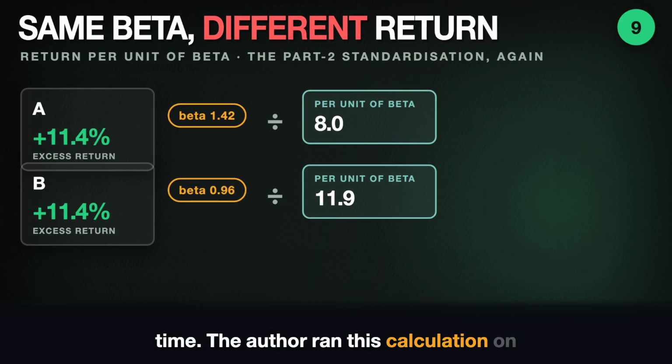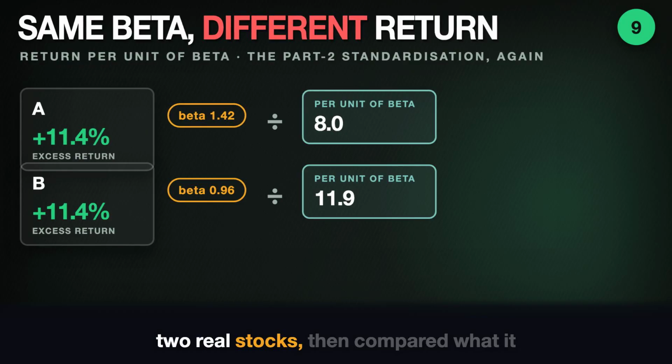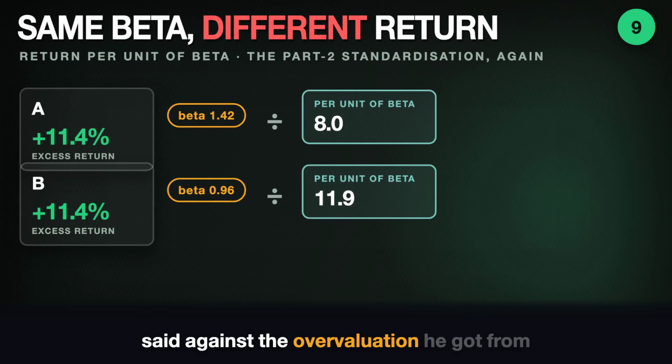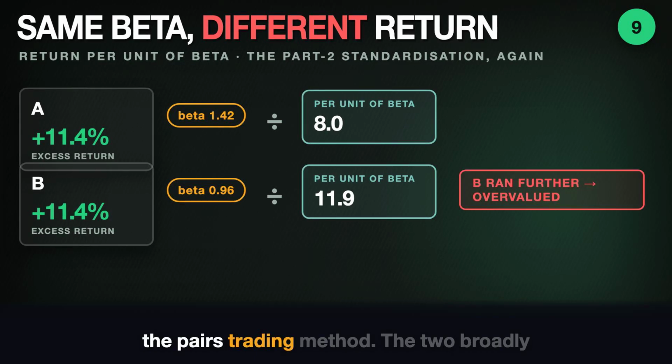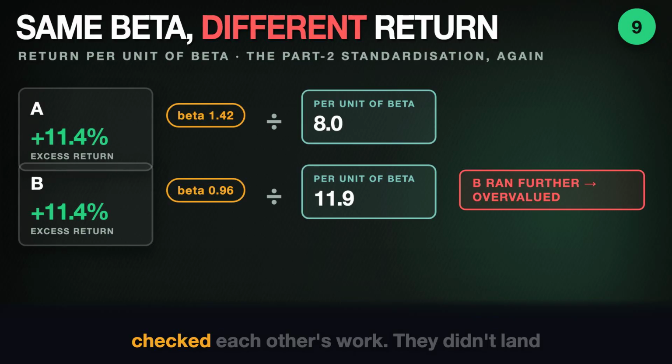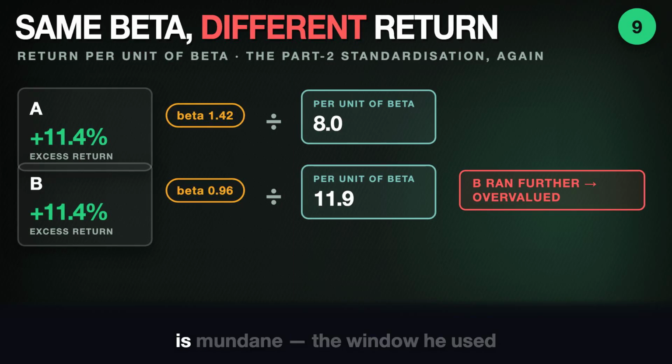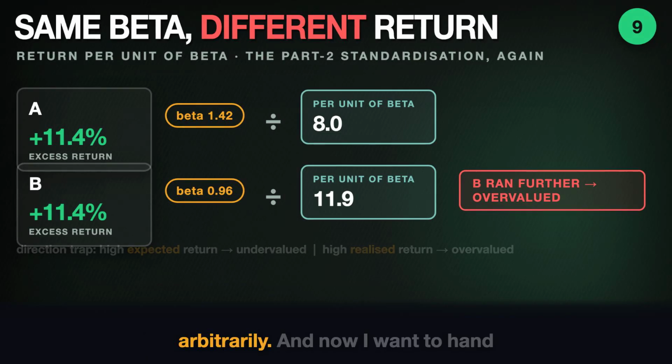The author ran this calculation on 2 real stocks, then compared what it said against the overvaluation he got from the pairs trading method. The two broadly pointed the same way. The two theories checked each other's work. They didn't land on the same figure, and the reason is mundane. The window he used to measure beta and returns was chosen arbitrarily.